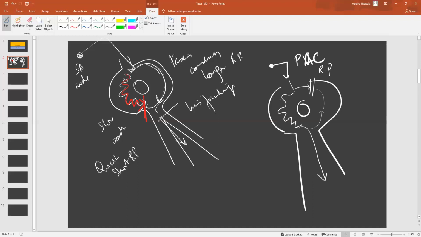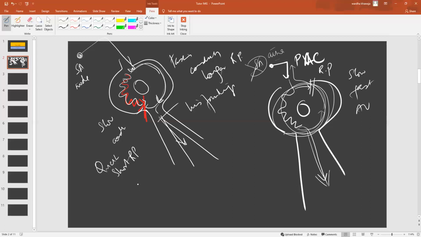What this does is it sets up a new circuit, a circuit independent of the SA node, a circuit that keeps going around and around here, and it's called the slow fast AV-nodal circuit. This slow fast AV-nodal circuit will keep sending impulses down into the His-Purkinje system, as well as sending impulses up here into the atria, depolarizing them as well.